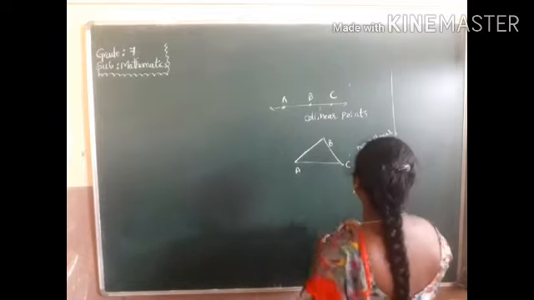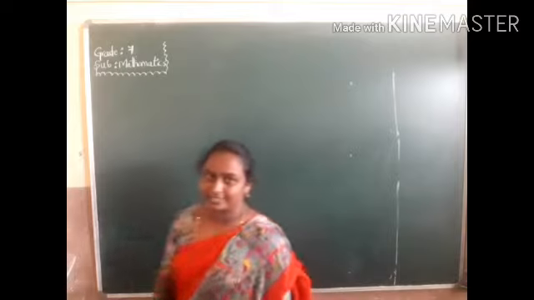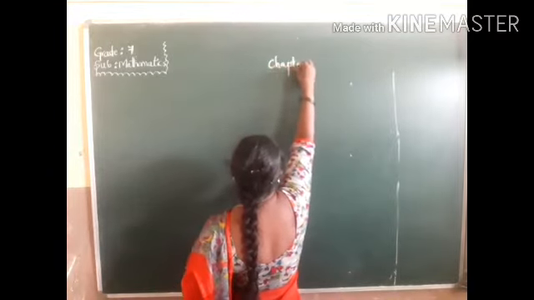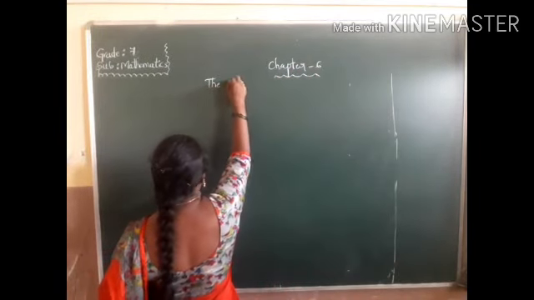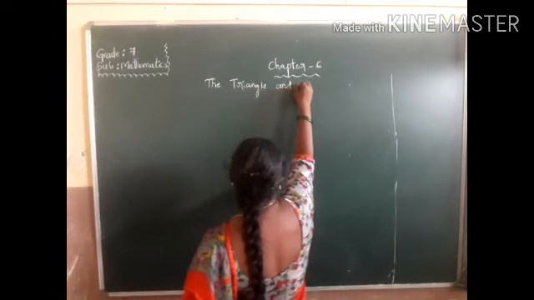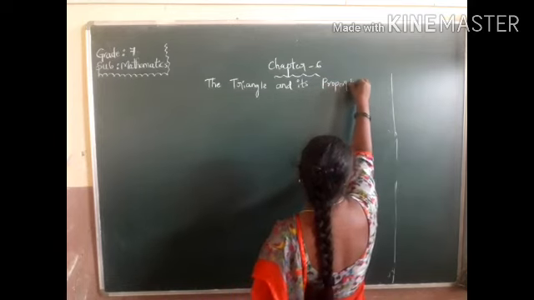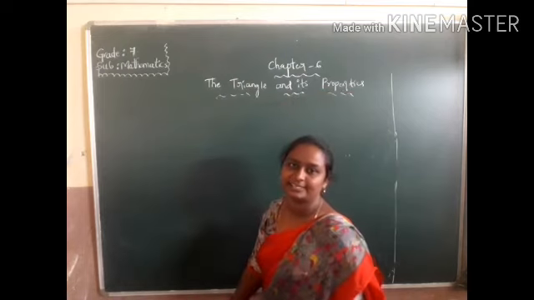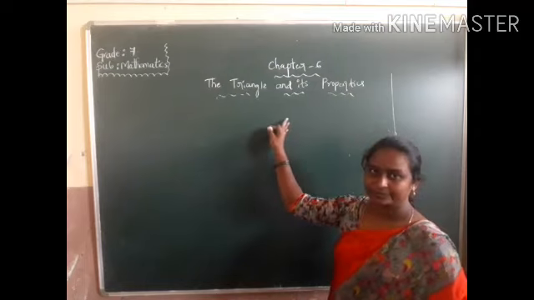Very good children. So today you are going to learn a new chapter, chapter 6, that is the triangle and its properties. What is your new chapter name? The triangle and its properties. You are going to learn this in this chapter.